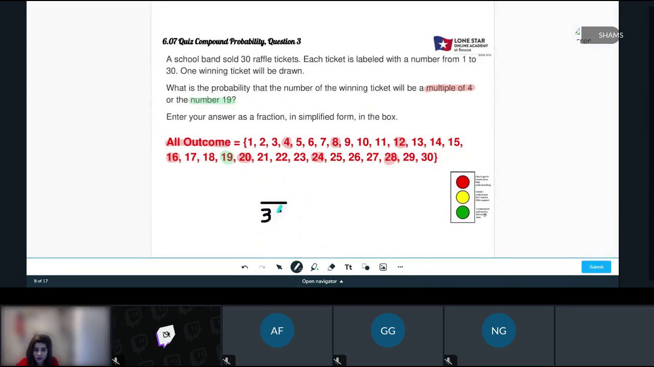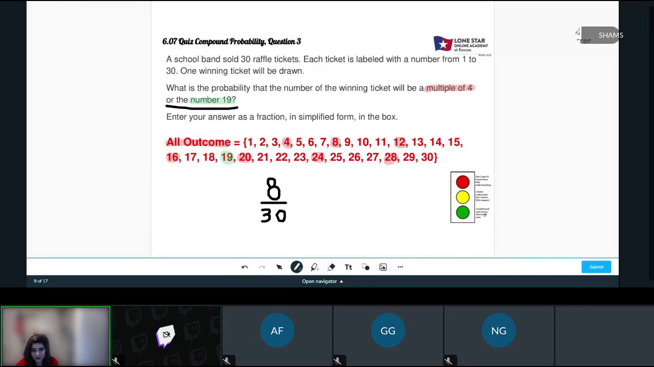Multiples of 4 or the number 19 altogether are 1, 2, 3, 4, 5, 6, 7, 8. I got a total of 8 favorable outcomes. Did you guys too get 8 favorable? Oh, Joycelyn did. Sean, did you get 8 favorable outcomes out of 30? Multiples of 4 are 7, yeah, and there's 19. Nina also got 8 out of 30.